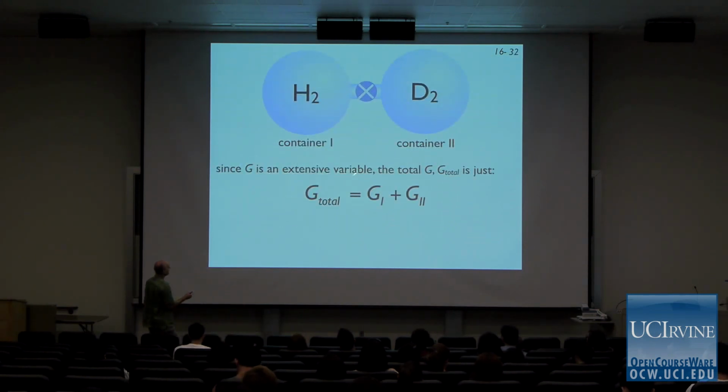Since G is an extensive variable, what does that mean? What's an extensive variable? What's an example of an intensive variable? Yes, temperature. Is temperature additive?